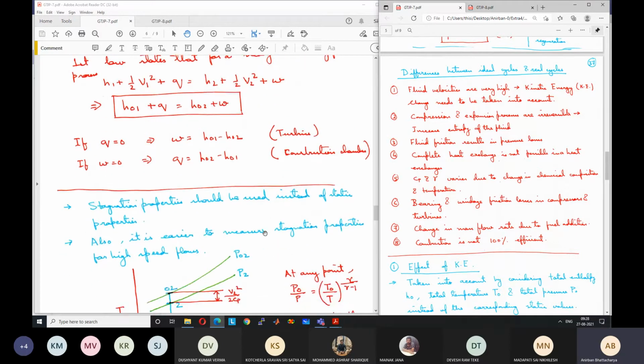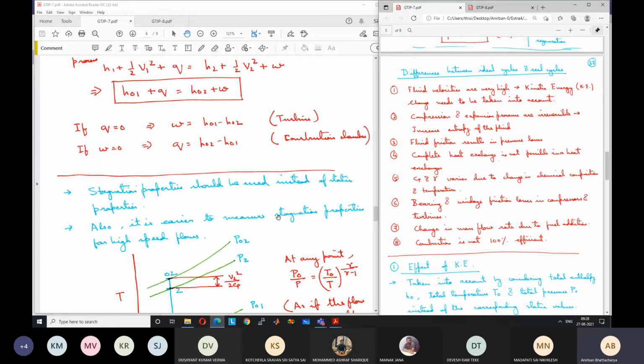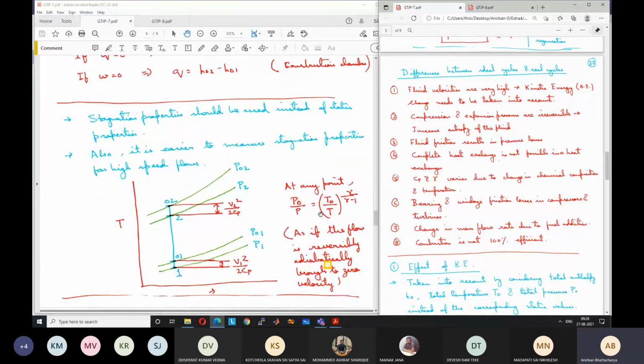One positive side benefit is that it is easier to measure stagnation properties for high speed flows. For example, it is easier to measure the stagnation temperature or pressure for a high speed flow, because when you try to measure these properties, the fluid comes to rest and you are more accurately measuring the stagnation properties. Stagnation properties, you know, right?